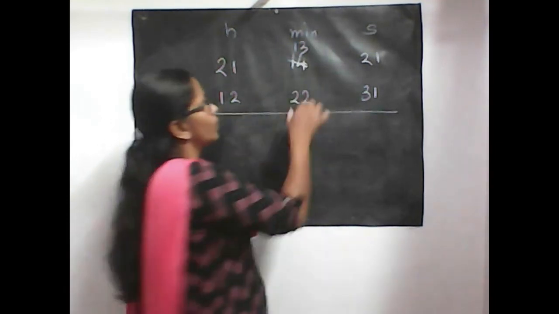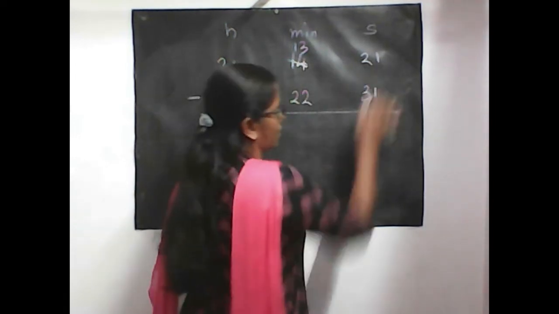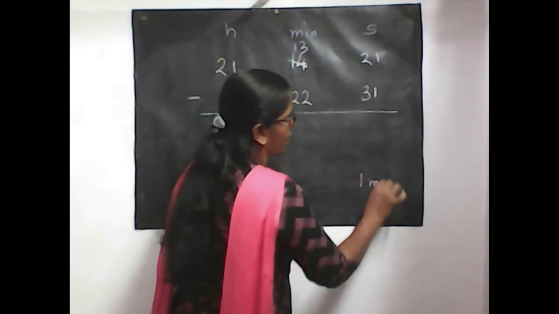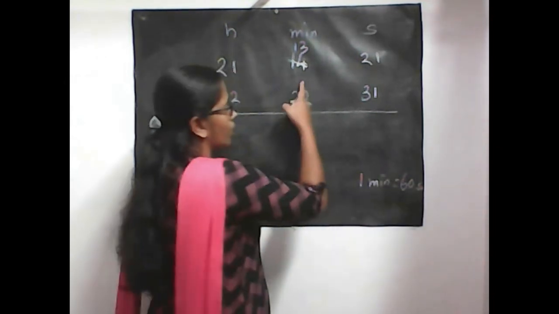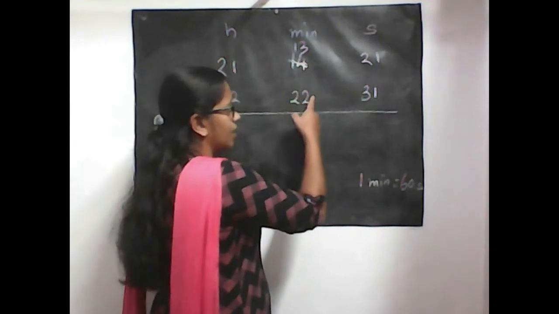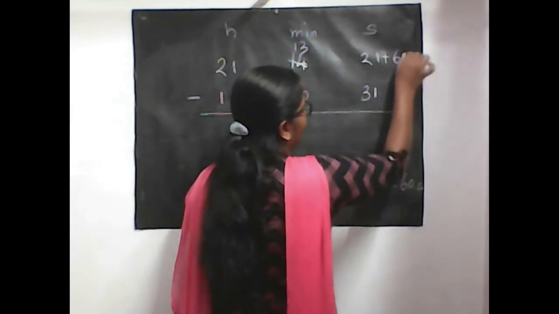Okay. So we know that 1 minute is equal to 60 seconds. We are borrowing or taking 1 minute but giving 2 seconds, so it will become 60.